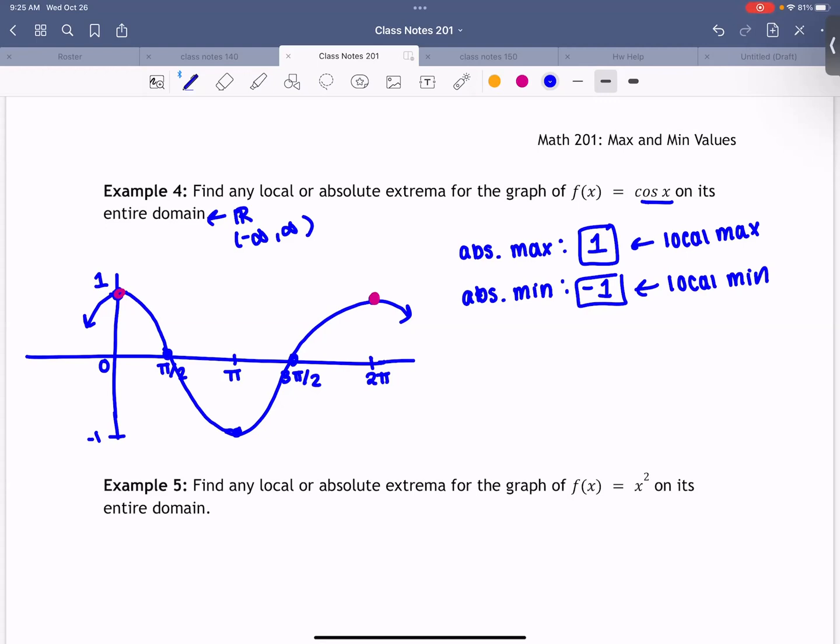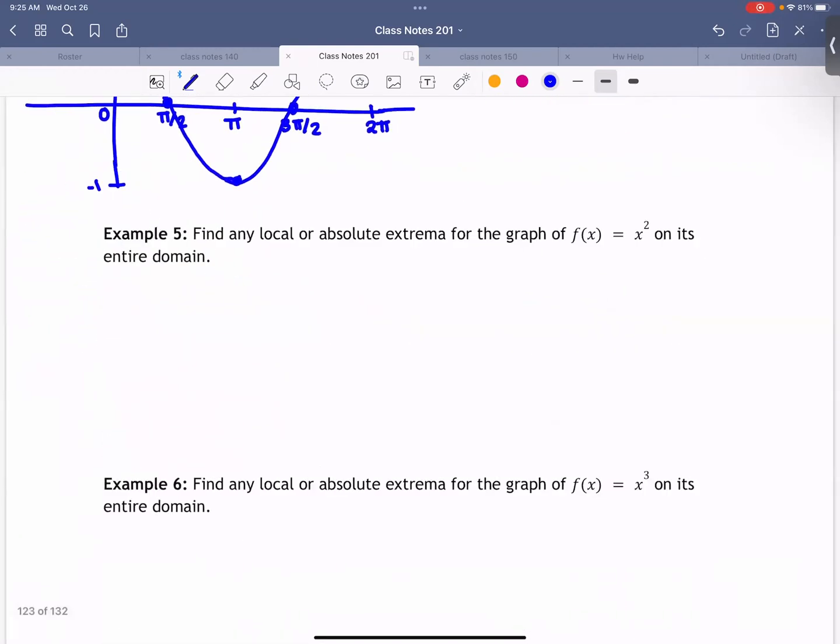Okay, so we introduced trig functions. Let's go down to just regular functions here. Okay. Example 5, we want to find the absolute and local extrema for x squared on its entire domain. What's the domain of x squared?